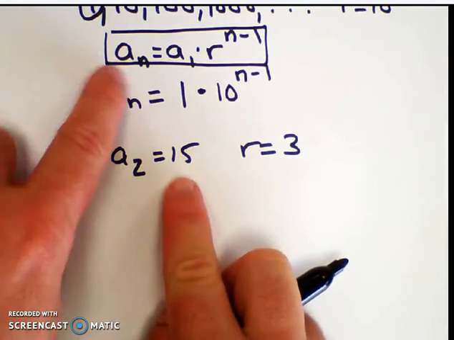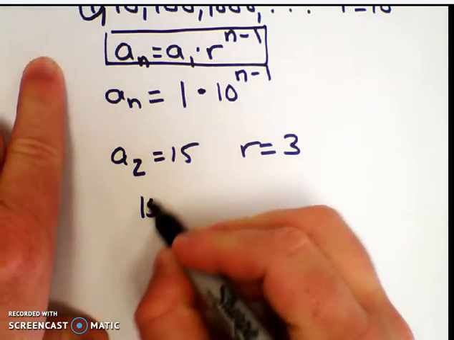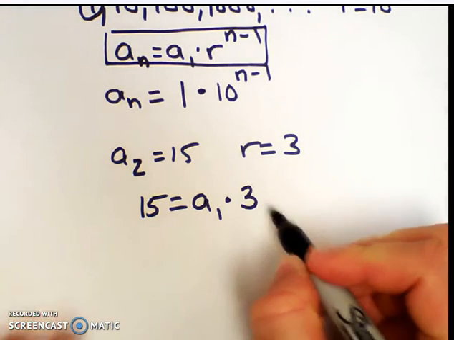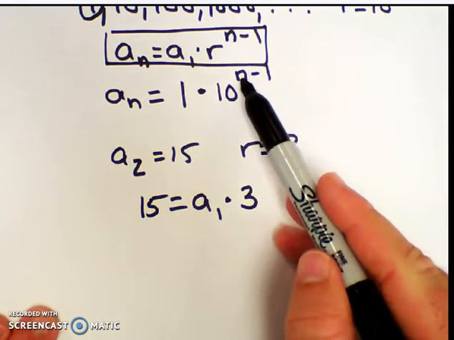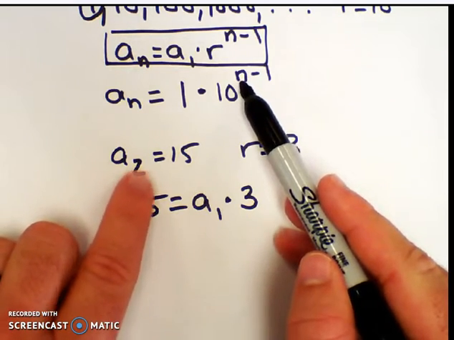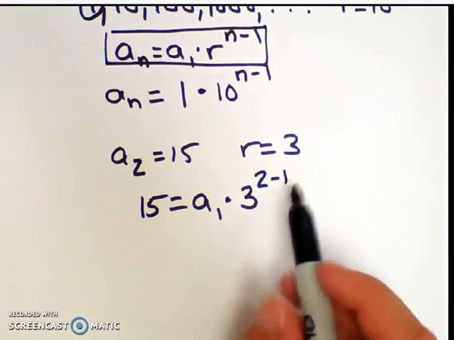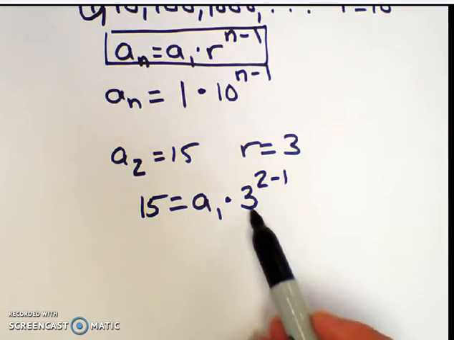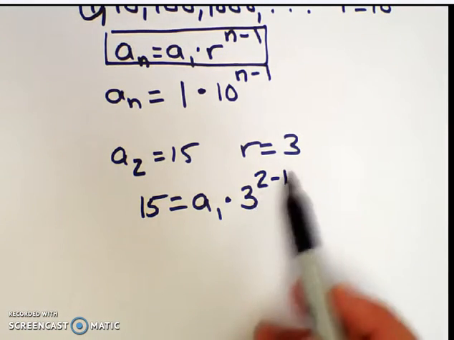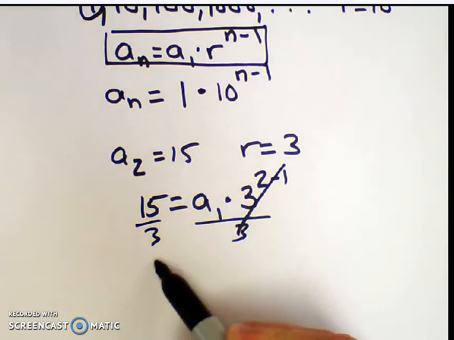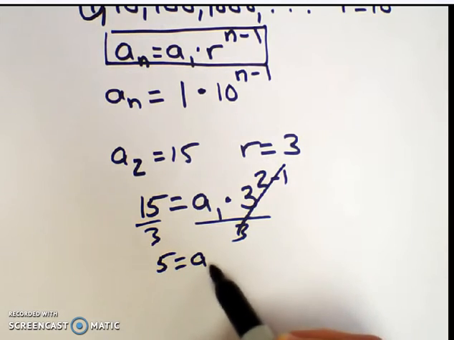Our a sub n is the 15. Our a sub 1 is our unknown. The ratio is 3. And then the n, if they gave me the second term, my n is 2. Well, to solve this pretty easy. 2 minus 1 is 1. 3 to the first power is just 3. So I'm going to divide 3 to both sides. You get 5 equals a sub 1.